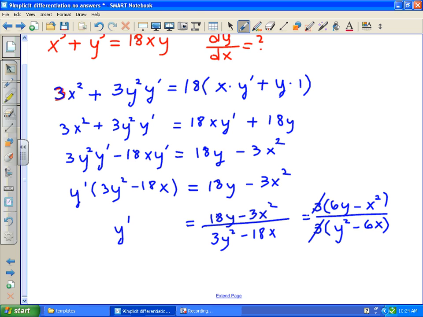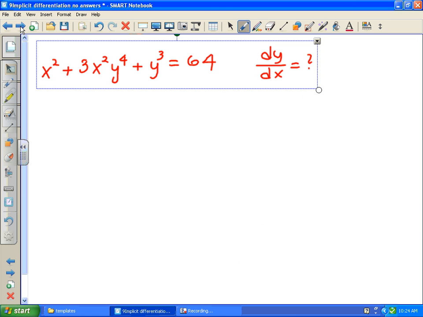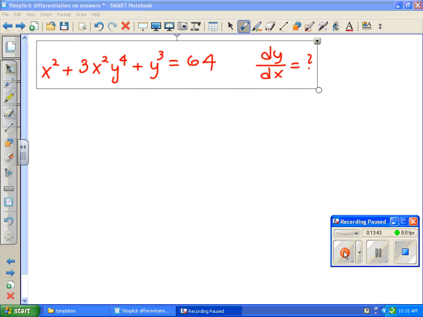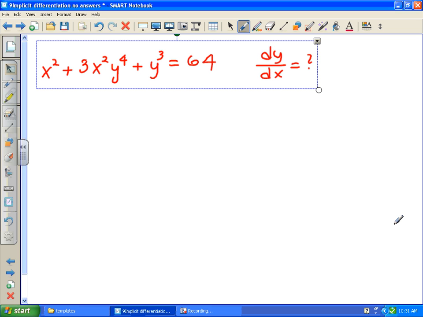So let's do one more example. How about this one? And I'll give you a moment to think about it first. Okay. As I was going around the class, I saw most people had trouble with that middle term. So let's do that part really carefully, okay? So we're differentiating both sides with respect to x, right? What is the derivative of the first one? That's easy, right? 2x.